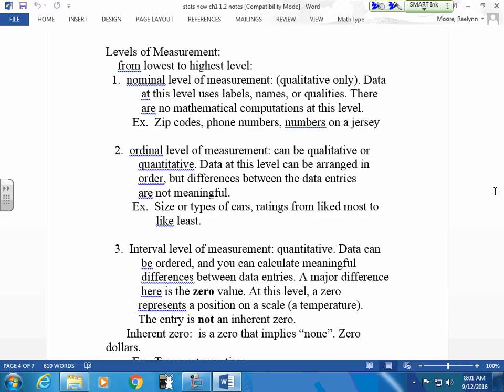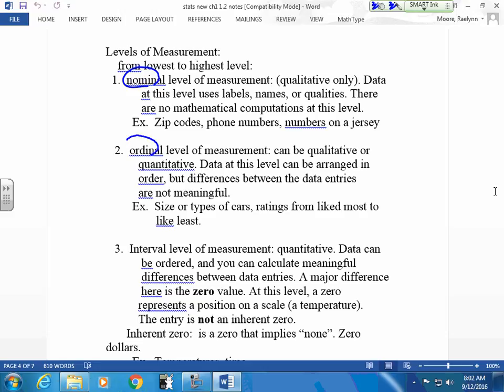So nominal kind of sounds like the word name. This is the number on your shirt. This is your name. This is your zip code, the name of the city you live in. It's just a label. It has no mathematical connection to it in terms of the number. Like if your number is 10 on your jersey, it doesn't mean you're the 10th person on the field. It doesn't mean you're the 10th best. It doesn't mean you hit 10 home runs. It just represents you. And they say, hey, number 10. They just call you. That's your name, your number.